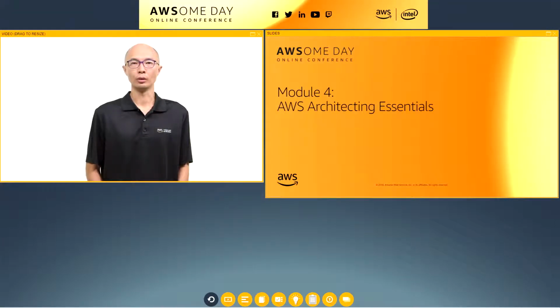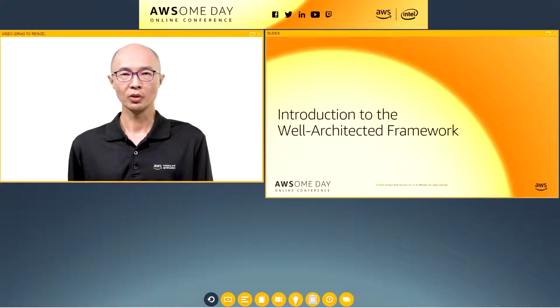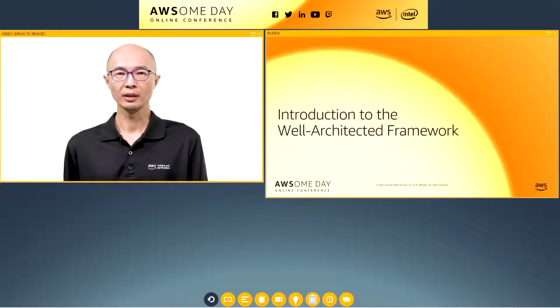Welcome to Module 4, where we will look at some architectural concepts that will guide you in your designing of AWS environment. The well-architected framework has been developed to help cloud architects build the most secure, high-performing, resilient, and efficient infrastructure possible for their applications. This framework provides a consistent approach for customers and partners to evaluate architectures and provide guidance to help implement designs that will scale with your application needs over time.